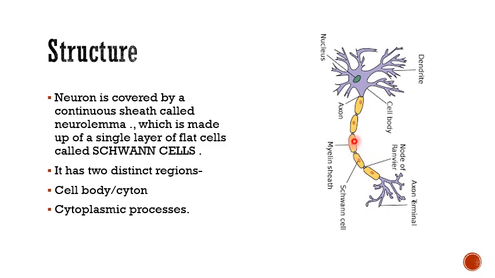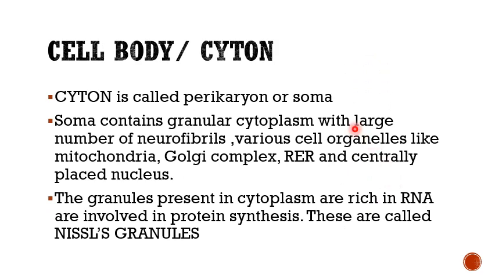The yellow colored structure is your lipid covered sheath, that is called the myelin sheath. If it is present, the nerve cell is known as a myelinated nerve cell, and if it is absent, then it is known as a non-myelinated nerve cell. The sheath is not continuous, it has gaps like this, and those gaps are known as nodes of Ranvier. The cell body is known as the perikaryon or soma.